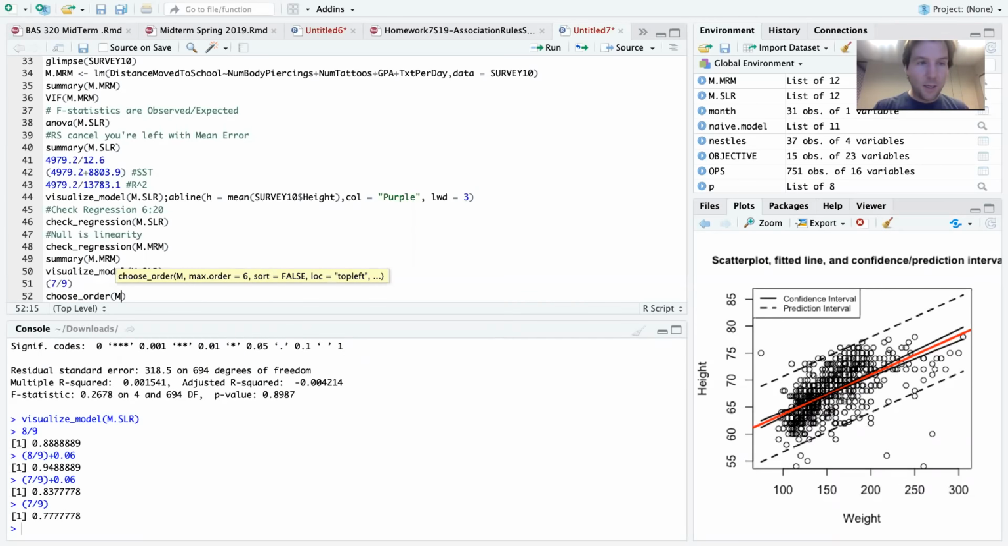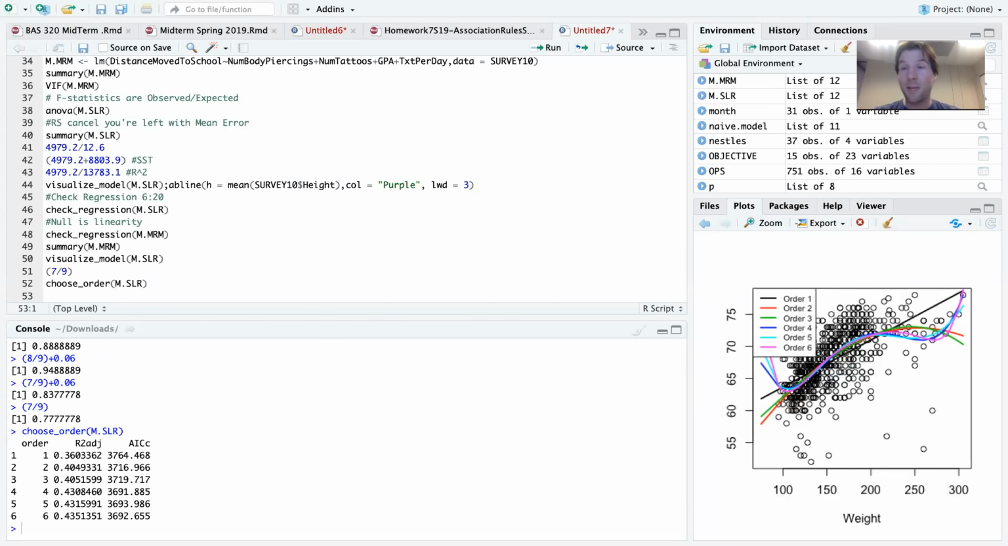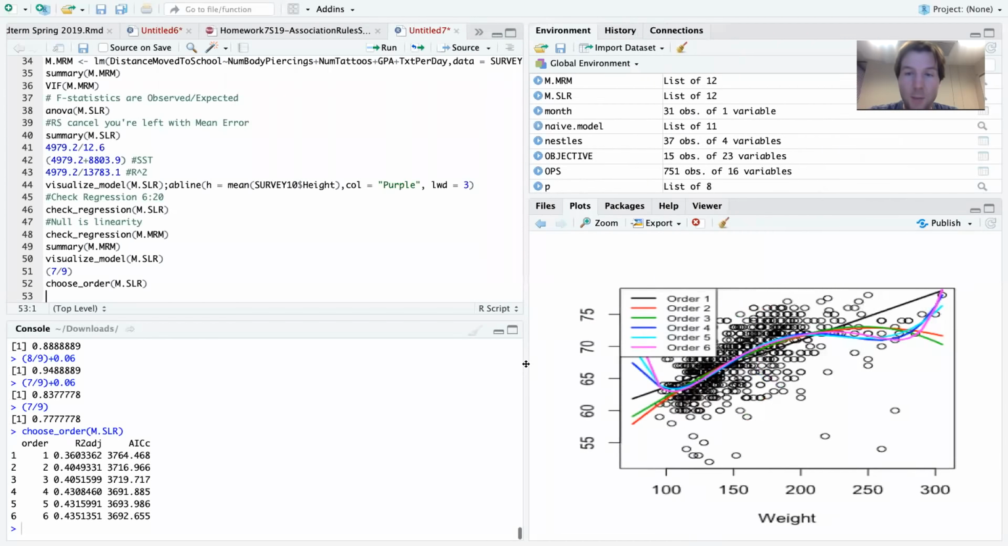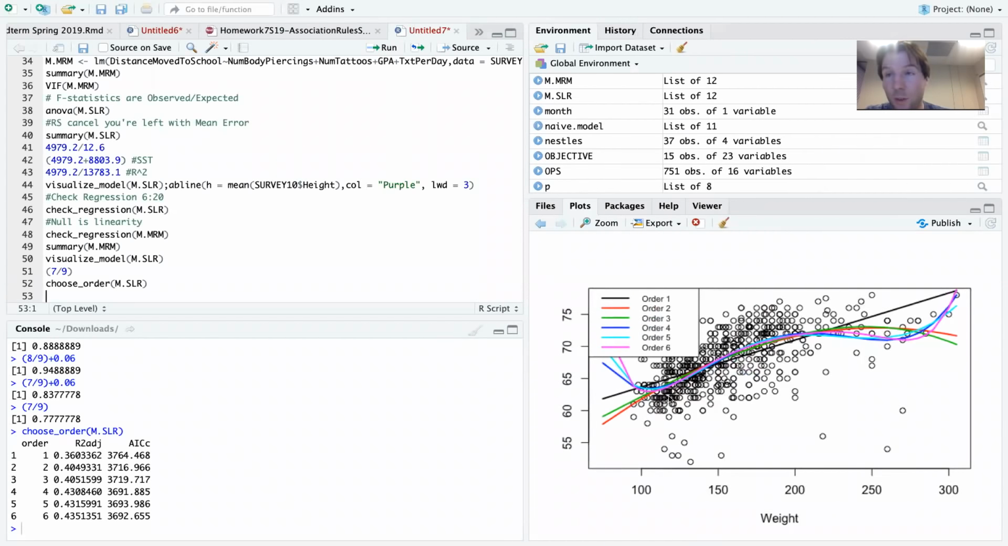I really love this. Does everyone see the choose order just takes your model? You put in your model, and it makes the following output. Now, I want to explain what this output's doing. This output right here is showing you your linear model and all the polynomial models.